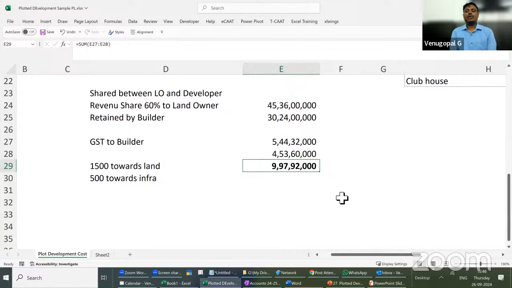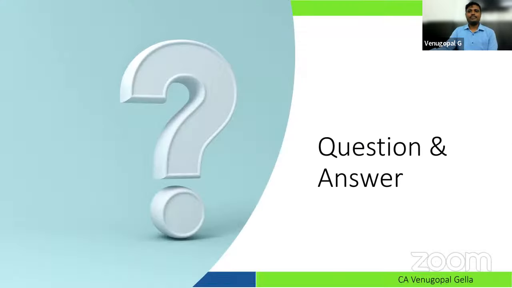Whatever is the value, you will be taking that base and you will be paying 18% GST. You may ask, assuming nothing is sold, the builder has not received anything, still is it applicable? The answer is yes, it is applicable.